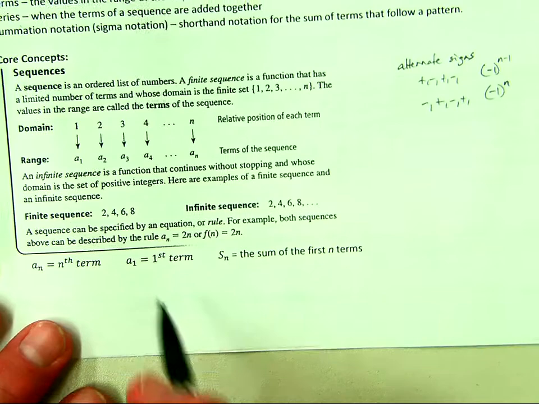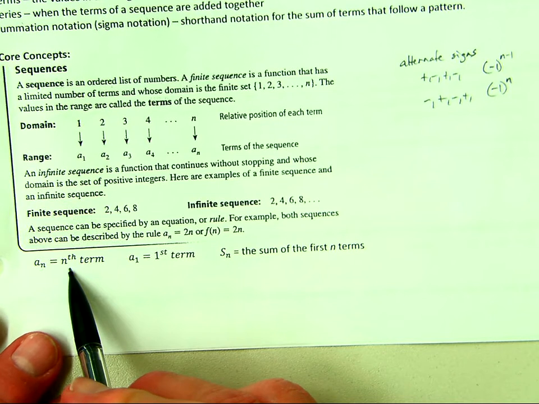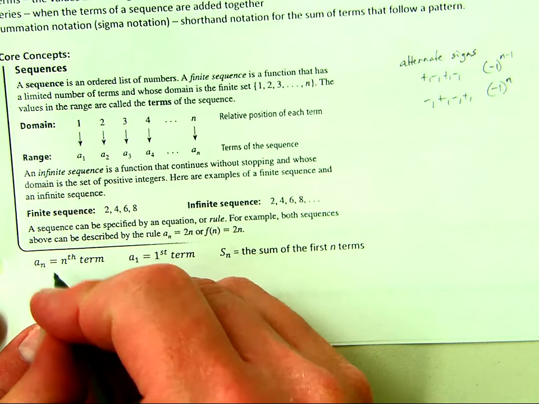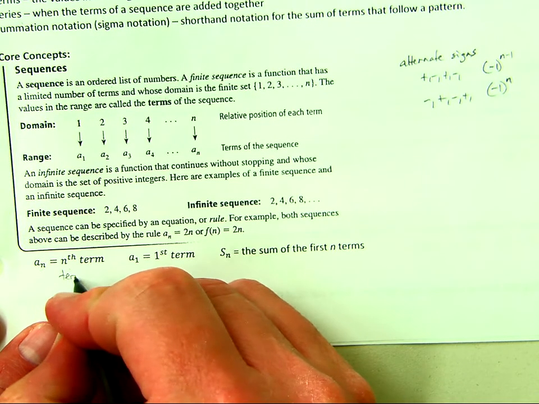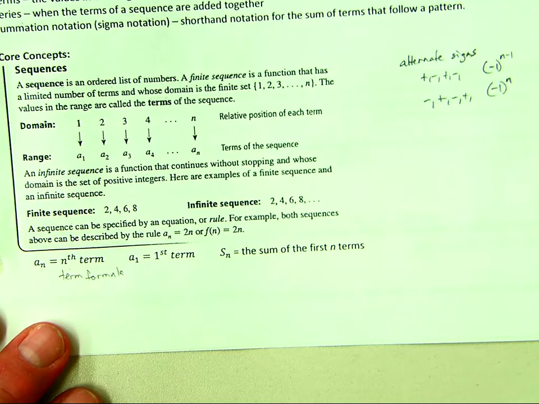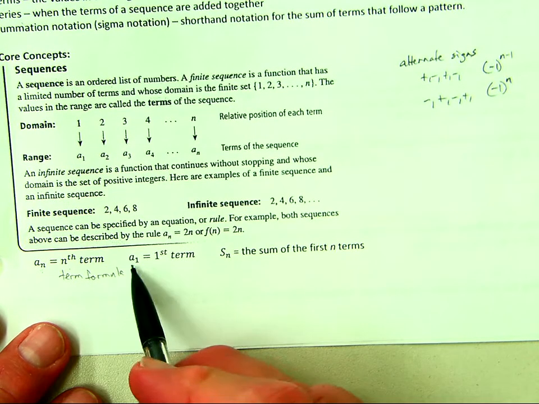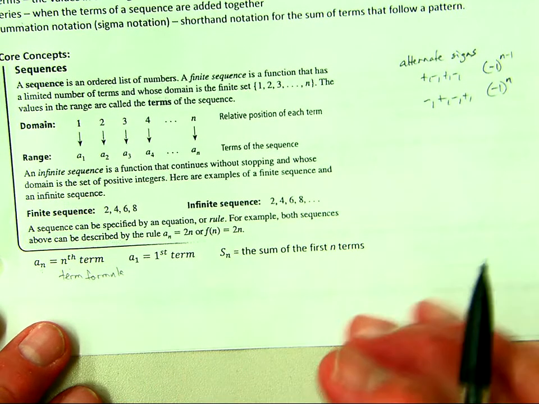Now some things to get used to seeing. First is a sub n. A sub n represents the nth term. If I talk about a term formula, that'd be another way to think about a sub n. It's what you use if you want to find any term. You just plug in numbers for n. So like a sub 1 is the first term.